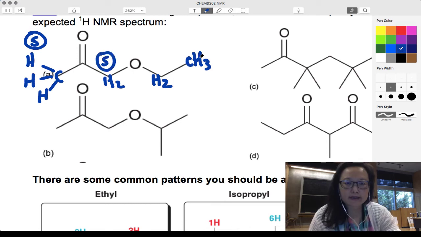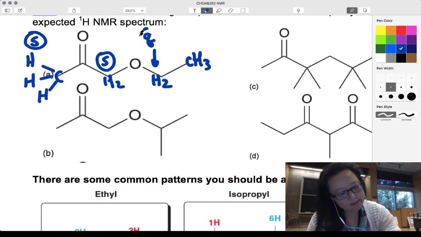These are close enough to here, so 1, 2, 3. So they're within 3 bonds. So this one will be split by its 3 equivalent neighbors. So 3 plus 1 is 4. So this is going to be a quartet.